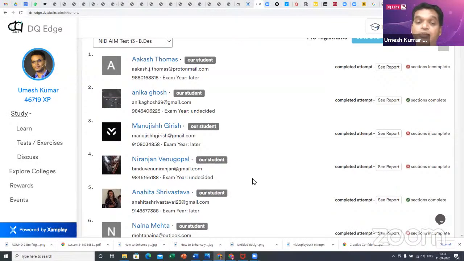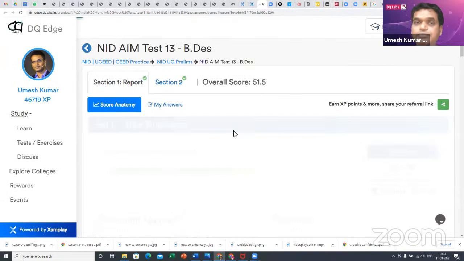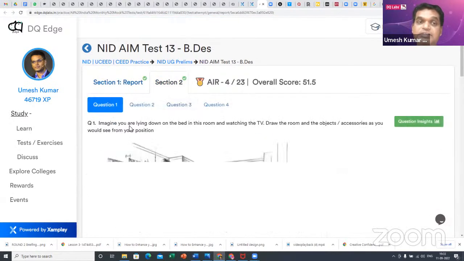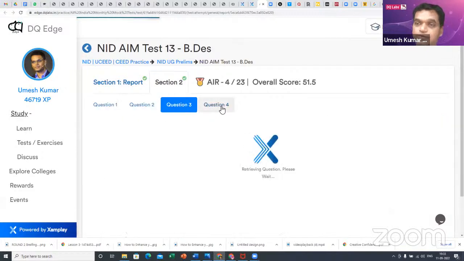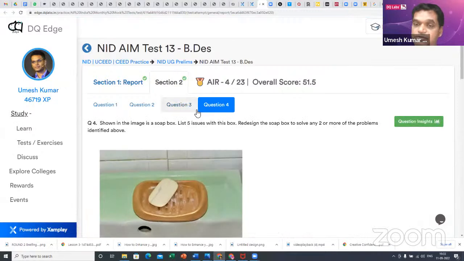So what we are going to do is log into one of the students' reports and I'll tell you where you can see your ranking. Once we correct your section 2, all the sketches, you should have uploaded sketch question 1, question 2, question 3, question 4. Only then will we be evaluating your work. So this is for going forward.